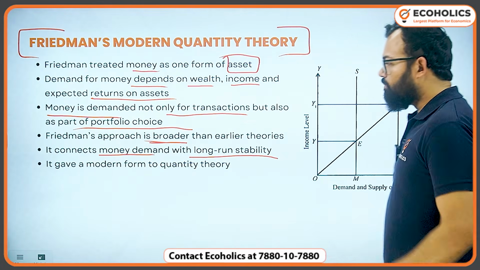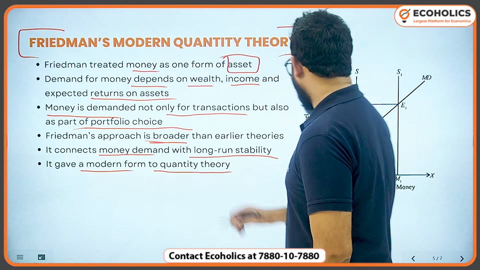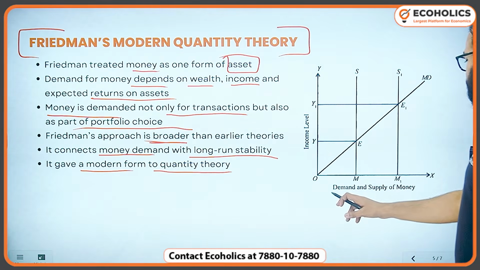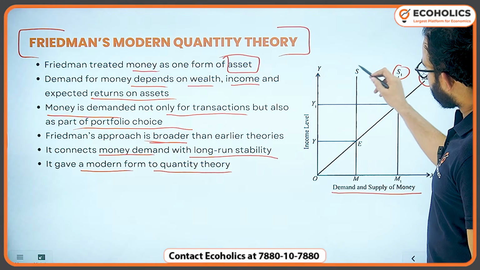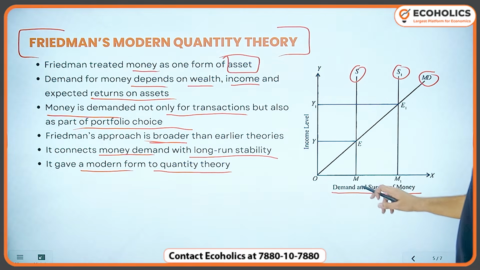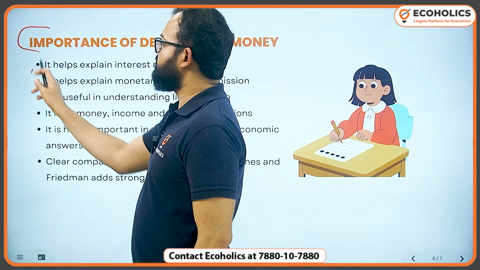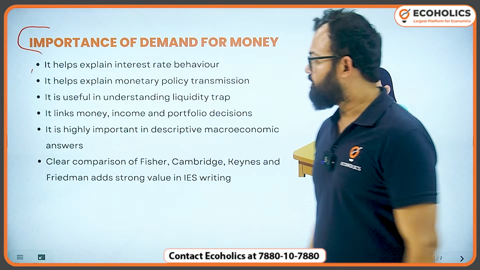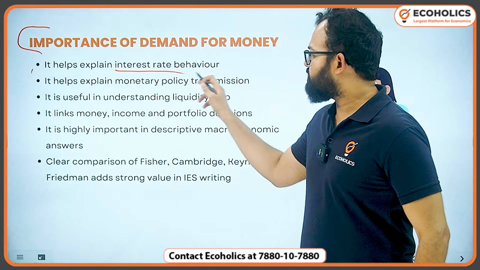Okay. So this is the modern form of quantity theory. Here you can say demand supply for money. This is money demand. This is S1. This is S. Okay. This is income level. So as income level goes up, demand and supply for money also goes up. Now very important, importance. That's where UPSC is interested. Now it helps in explaining our interest rate behavior.